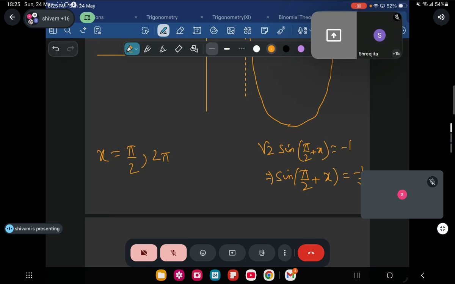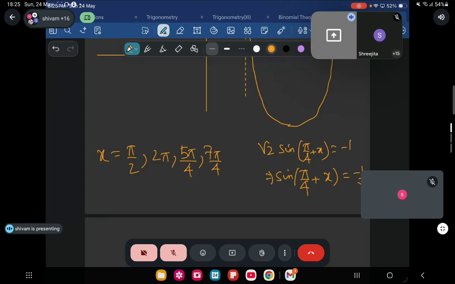Sir, I guess that was pi by 4. Pi by 4, yes, correct. Sorry. Pi by 4 plus x. So one is pi plus pi by 4, another one is 2 pi minus pi by 4. So 7 pi by 4 and 5 pi by 4. Have I written 5 pi by 4 and 7 pi by 4? 7 pi by 4 I have not written. I have written 7 pi by 4 now. So I hope you have understood how 7 pi by 4 is coming.